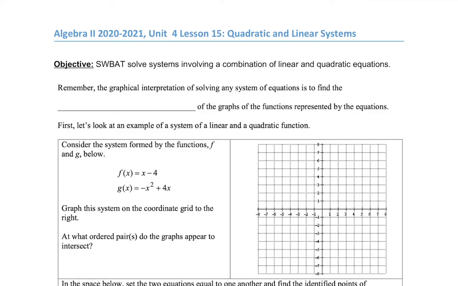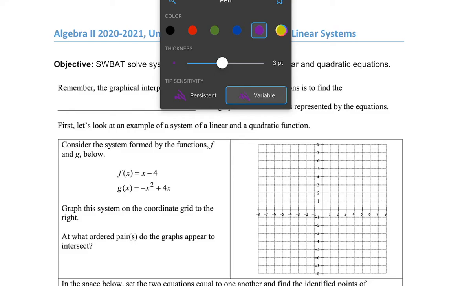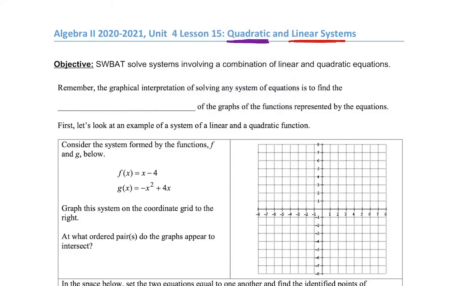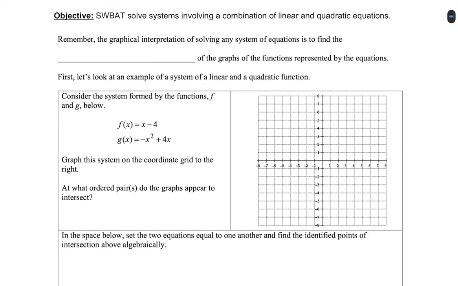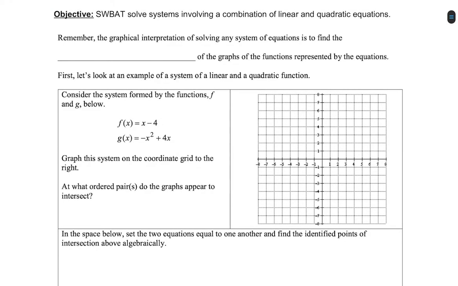Unit 4, Lesson 15, Quadratic and Linear Systems. So we're going to be finishing our work on systems of equations by doing a mix and match where one of the equations in the system is a quadratic and another part of the system is linear. So first, let's just make sure we understand graphically what this would look like.